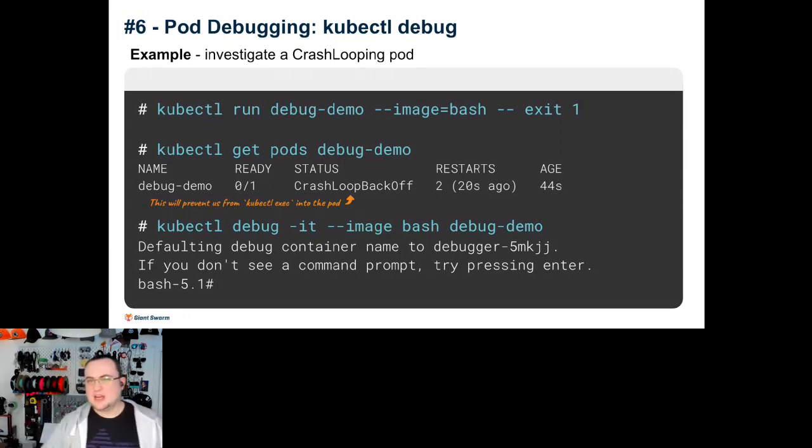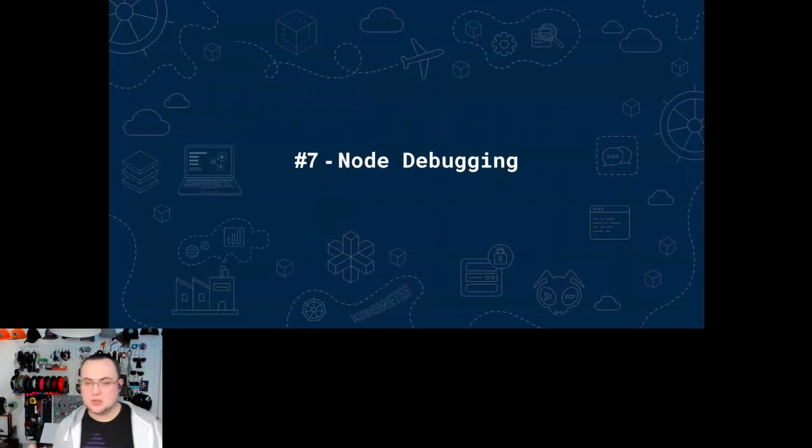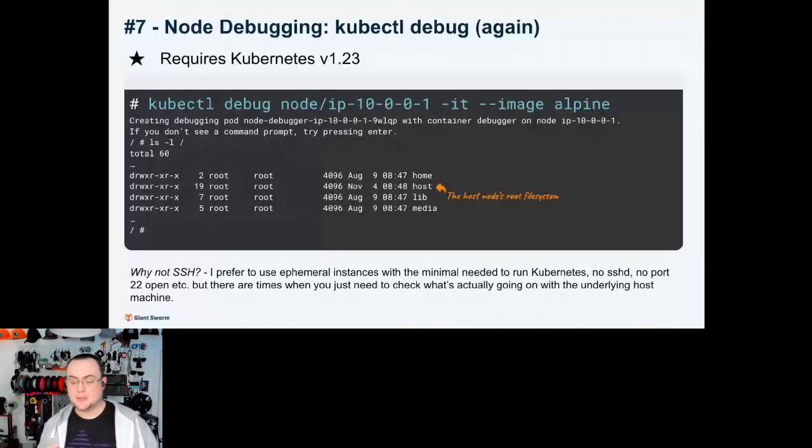And a quick overview of when to use each of the different scenarios. Node debugging. If all your pods are looking good, we may want to move on to the nodes themselves, where maybe something is going wrong. So we're going back to kubectl debug again. One of the other capabilities this has is node debugging, and this allows you to say kubectl debug node/ and then the name of that node. And you can then give it a container image.